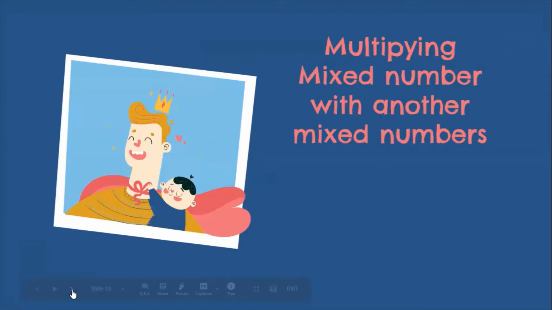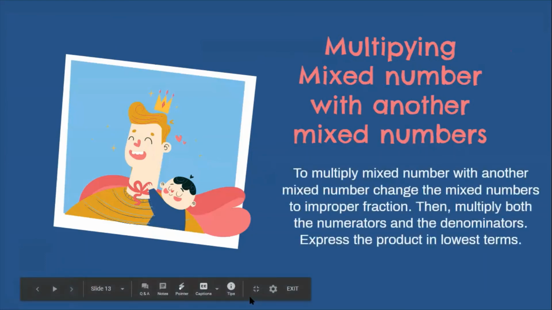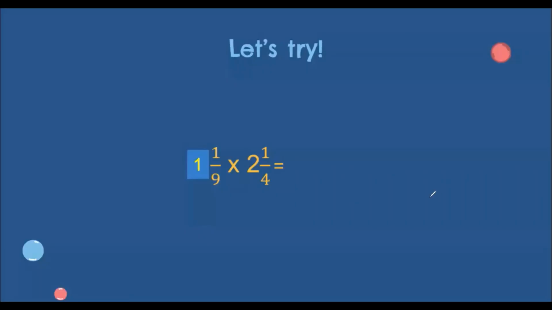Now let us proceed in multiplying a mixed number with another mixed number. To multiply a mixed number with another mixed number, change the mixed number to improper fraction, then multiply both the numerators and the denominators. Always express your answer in lowest term. Let's try to answer 1 and 1/9 times 2 and 1/4. Before we multiply these two fractions, the first thing that we need to do is change each fraction here into a mixed number.